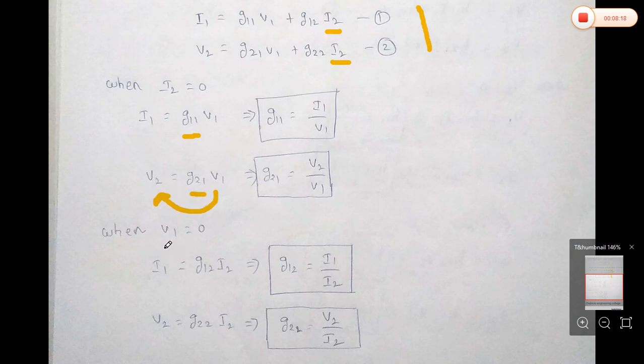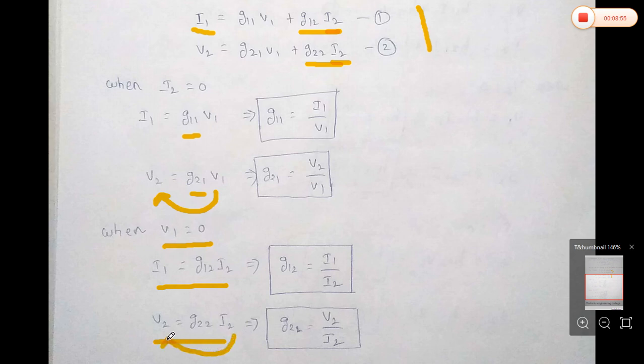Same in the second case, V1 equal to 0. Substitute V1 equal to 0 in equations 1 and 2. Then I1 equals g12 I2. From this g12 equals I1 by I2. In the second equation, V1 equal to 0 means V2 equals g22 I2. So from this we get g22 equals V2 by I2.